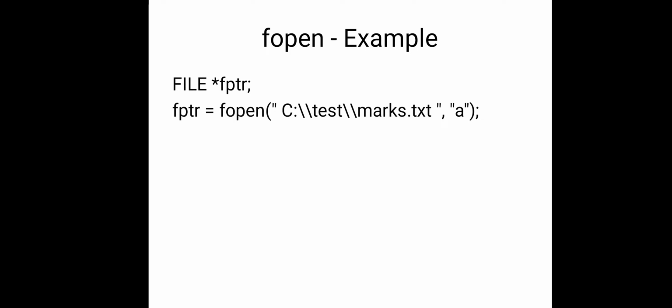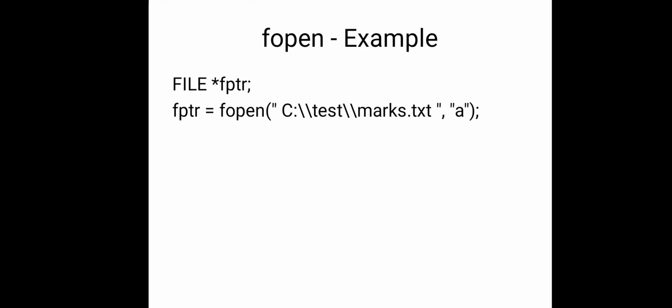Here is an example of the fopen statement. Initially we have to declare the file pointer, so we have given FILE and then the file pointer name *fptr. Next, to that file pointer we open the file. If the file gets opened, the pointer will be assigned to fptr. In this example we are using the fopen function to open the file named marks.txt in the directory test, which is inside the C drive.